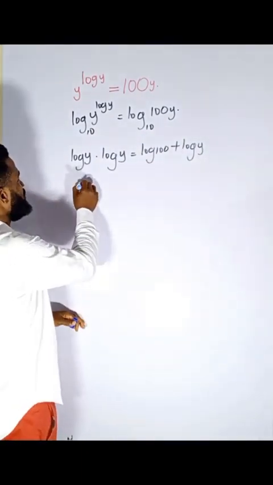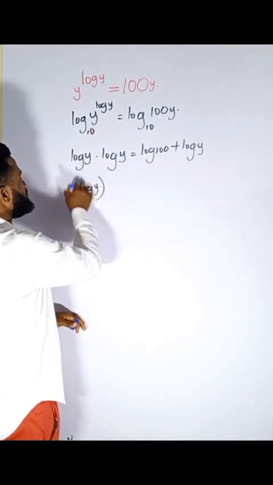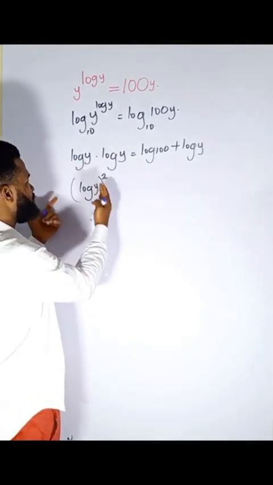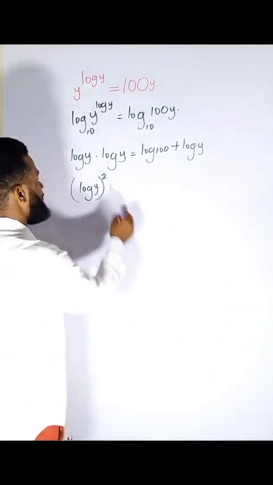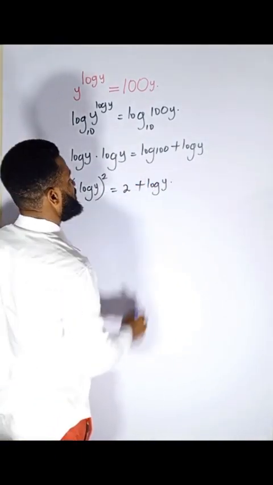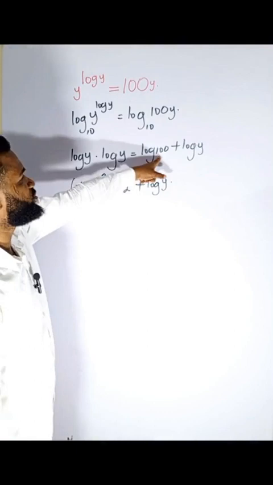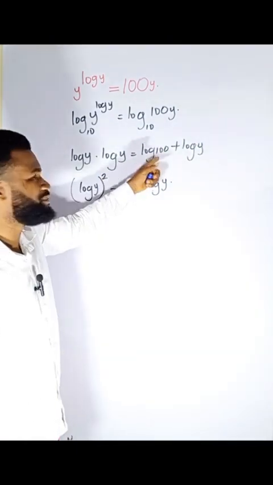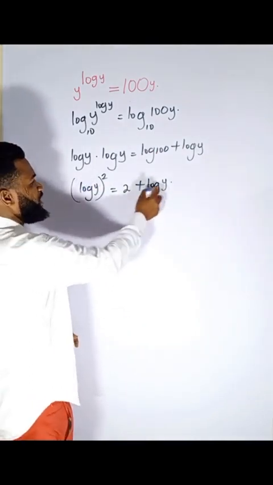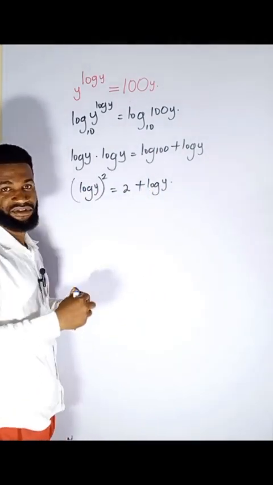So this is going to be log y all raised to the power 2, of course, because log y times log y is going to be log y squared. And this is going to be 2 plus log y. Why do I say this 2? Of course, you know why. Log 100 base 10 is 2. Now I have log y here, I have log y here, and this is a quadratic equation already.